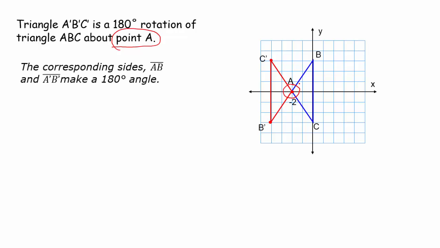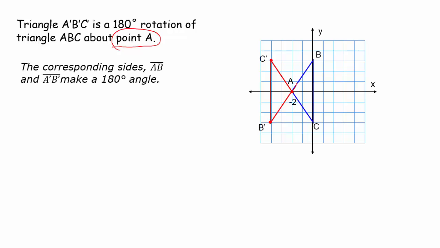So let's take a look at how this figure will actually move 180 degrees about point A. If you look at the corresponding sides, AB and A'B', they make a 180-degree angle. Well, let me erase what I have here, and let's take a look at what that means.